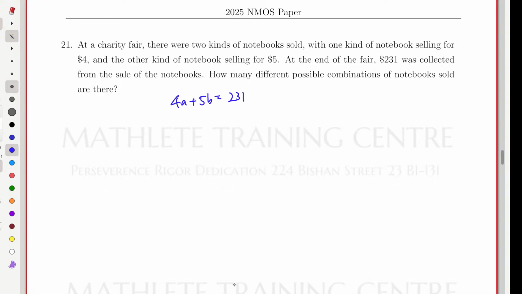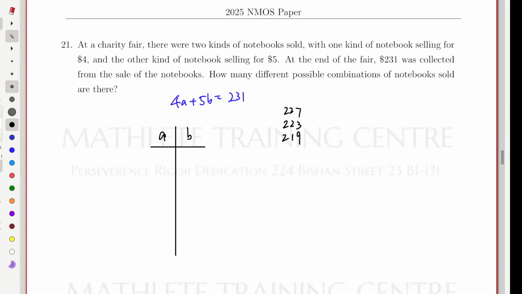Now, let's do a little bit of guess and check. Can A be 0? A cannot be 0, right? Because if A is 0, the problem that happens is that 5B is 231. That's not possible. Can A be 1? If A is 1, then 5B is equal to 227. Cannot. Can A be 2? If A is 2, then it's going to be 223. Cannot. Can A be 4? It's going to be equal to 219.